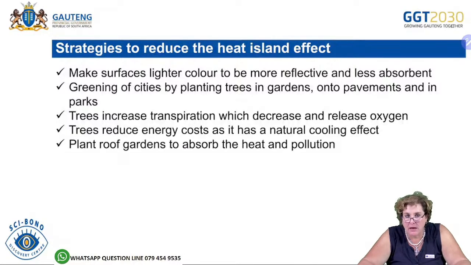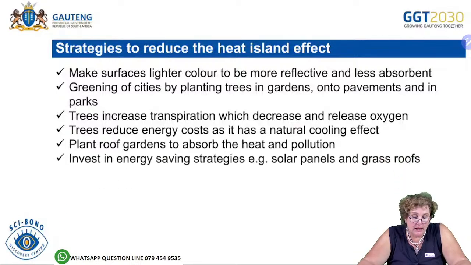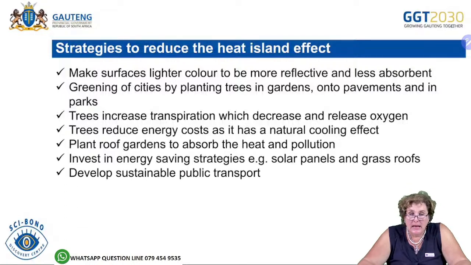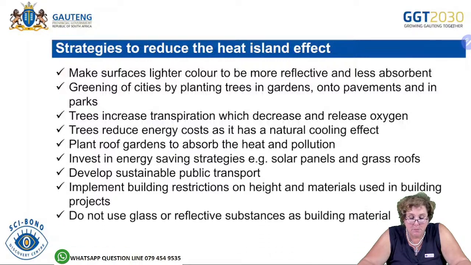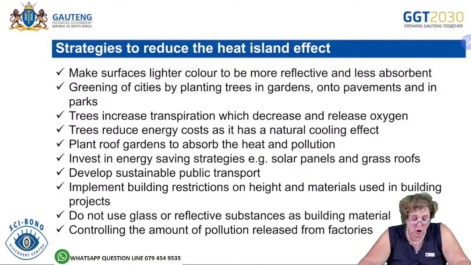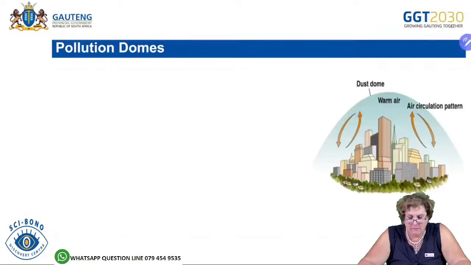You can also have nice fountains in there. Plant roof gardens on top of your tall buildings. Roof gardens can absorb the heat and the pollution. Invest in energy saving strategies like solar panels, grass roofs. Develop sustainable public transport. Implement building restrictions on height and materials used in these projects, and do not use glass or any reflective substance as a building material. Also control the amount of pollution from factories. You can even fine them.